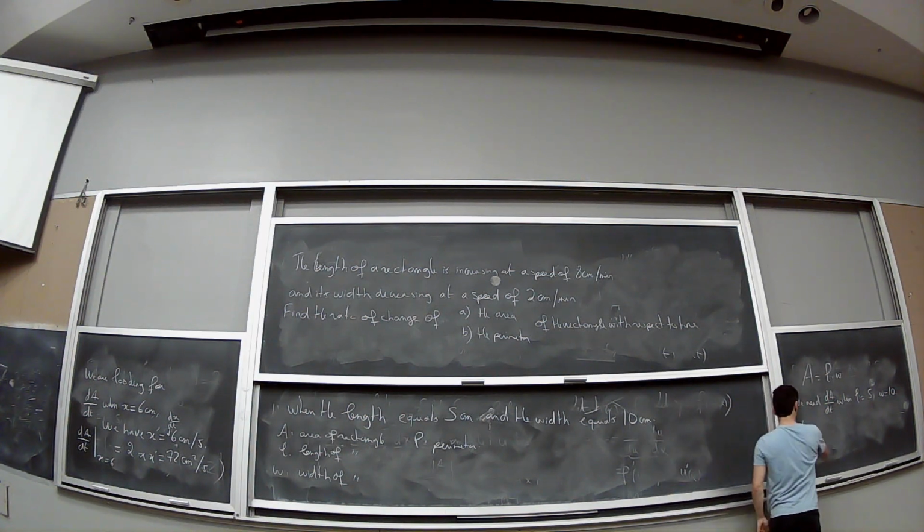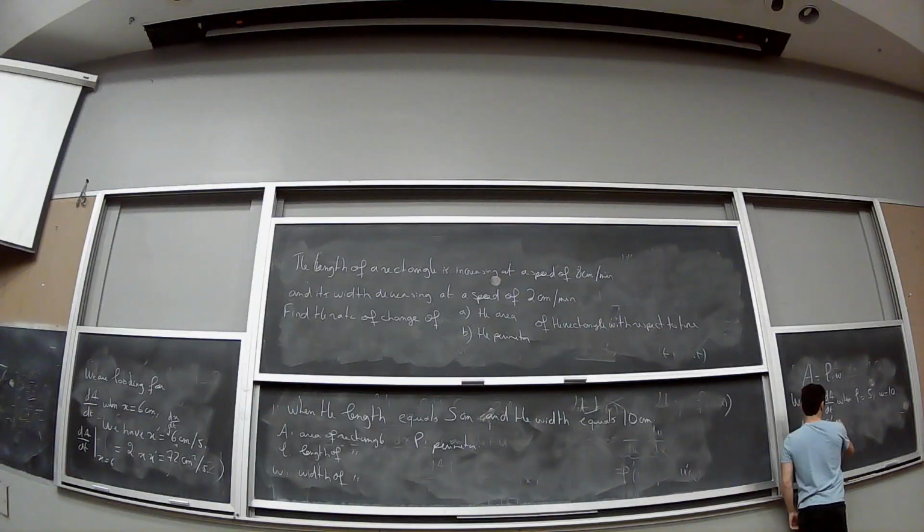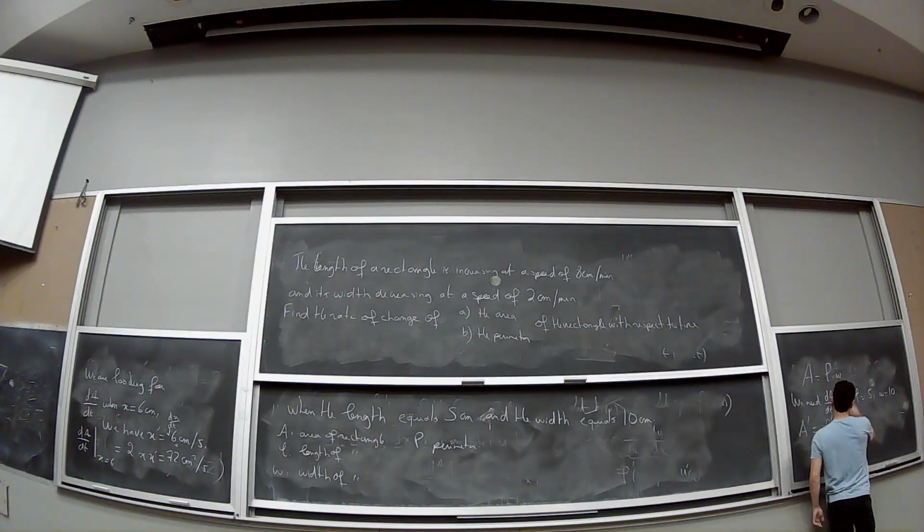Let's use A prime. What is A prime equal to? Well, the product rule says you differentiate L and you keep W fixed: L prime W, plus you differentiate W and you keep L fixed: W prime L. Is that good or not? Everybody, is that good? Now, I have W. What is the value of W?